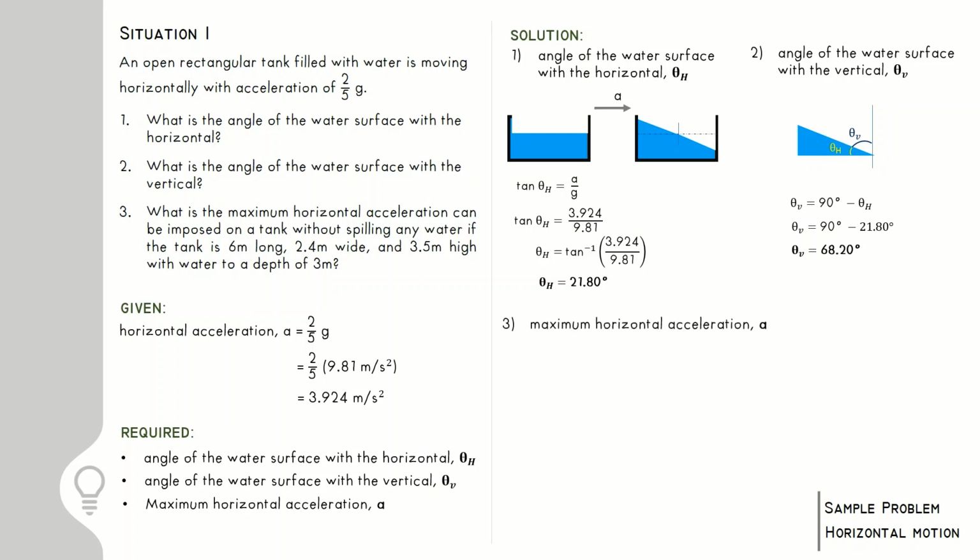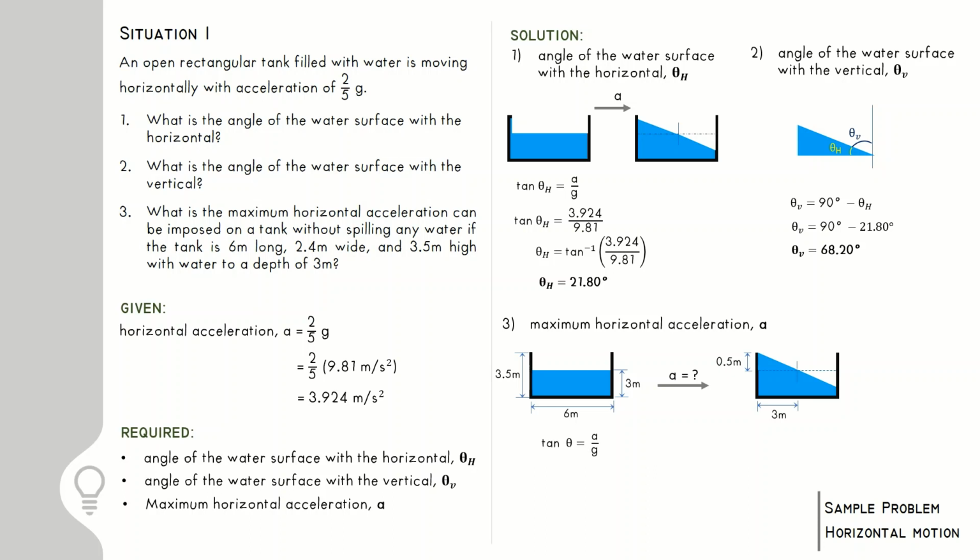Lastly, we are to find the maximum horizontal acceleration without spilling any water in the tank. Given the dimensions of the tank, it is 6 meters long, 2.4 meters wide, which we can't see since we are only seeing this in a side view of our tank, and 3.5 meters high, with water at 3-meter depth. Now, what would be the maximum horizontal acceleration if there's no water being spilled in the tank? No water spilled means that one side of the water surface will be just at the tip of the tank, which will look like this.